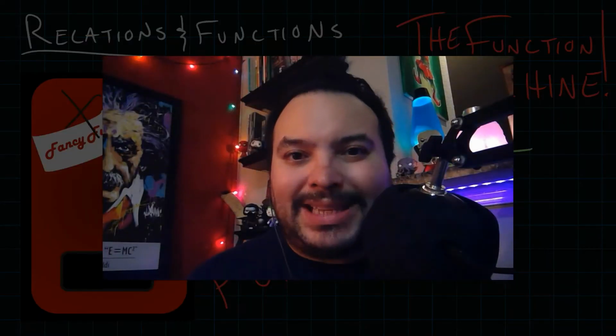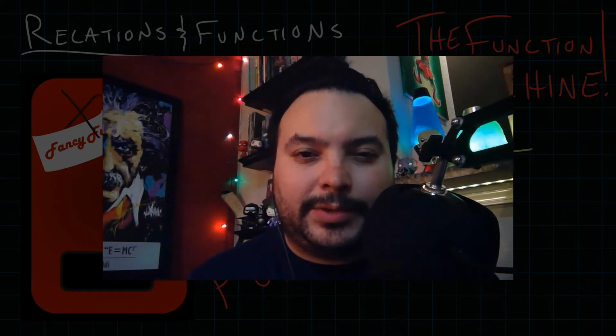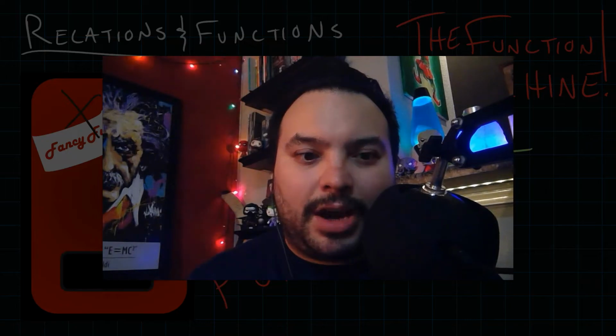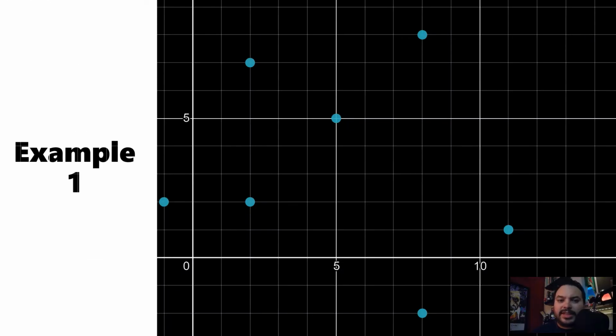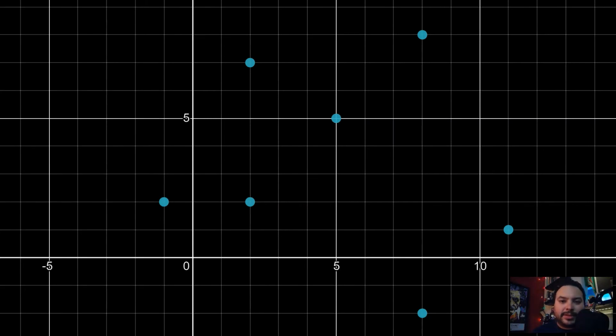So now that we have a basic understanding of functions, let's go ahead and look at a few examples to get some better clarity and really learn how to tell the difference between a function and a non-function. Our first example will be a relation in the form of a graph. And our job is to tell if this relation is a function or a non-function. Now, when we're looking at graphs, there's a very simple way for us to tell if a graph is a function or not. And that is the vertical line test.